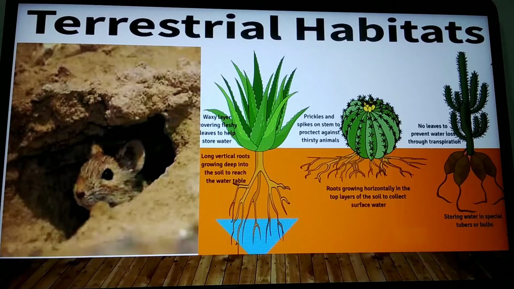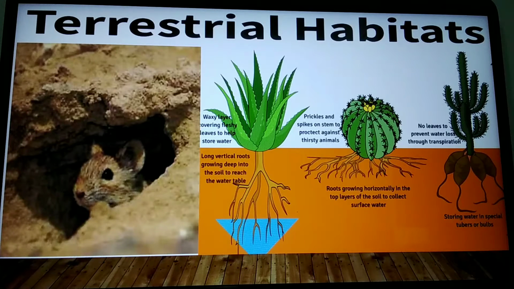Now, yesterday what we have seen, the terrestrial habitats, that is desert, how the roots will be spreading. Some roots grow deep into the soil till the water table to absorb water, and some roots grow horizontally in the top layers of the soil to collect surface water, and leaves will be turned into thorn-like structures, and some have tuber-like or bulb-like structures to store water. And these are all the different adaptations the desert plants will have.